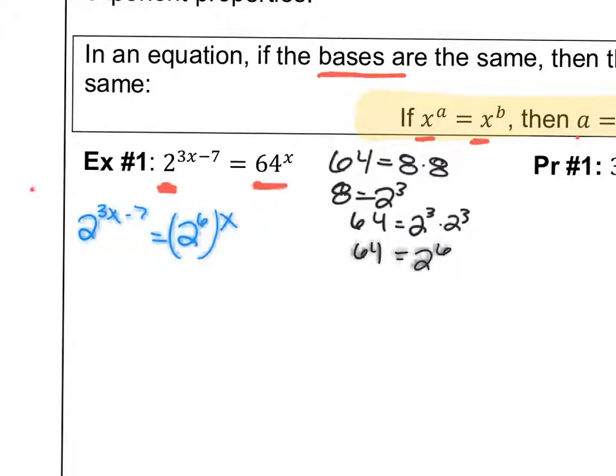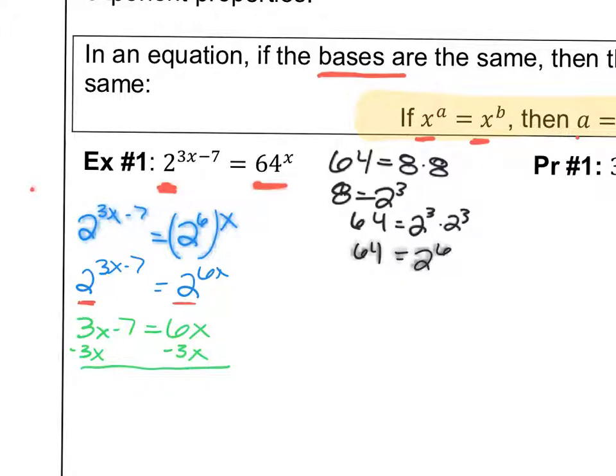And so then we can rewrite this as 2 to the 3x minus 7 equals 2 to the 6x. And now you see that we have these bases, and that's what we were wanting. You have these 2's at the bottom. And so using our rule that if the bases are the same, then the exponents are equal, we can rewrite this as 3x minus 7 equals 6x. And then it's just a matter of solving it algebraically. So we subtract 3x from this side, and then we get negative 7 equals 3x. Dividing by the 3, we get negative 7 divided by 3 equals x. And that is our answer.